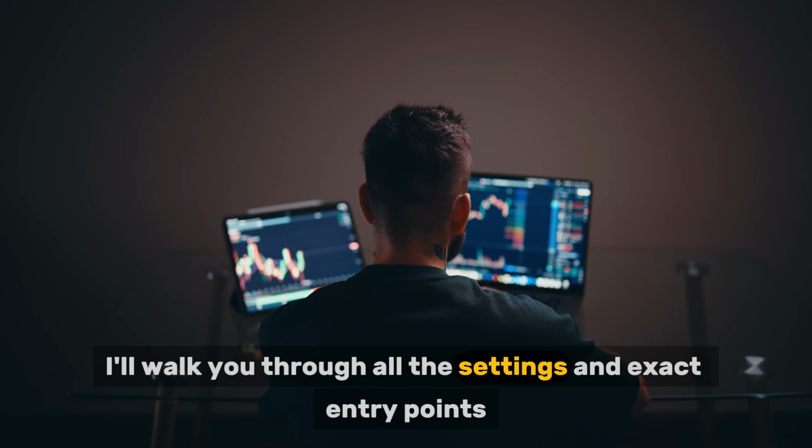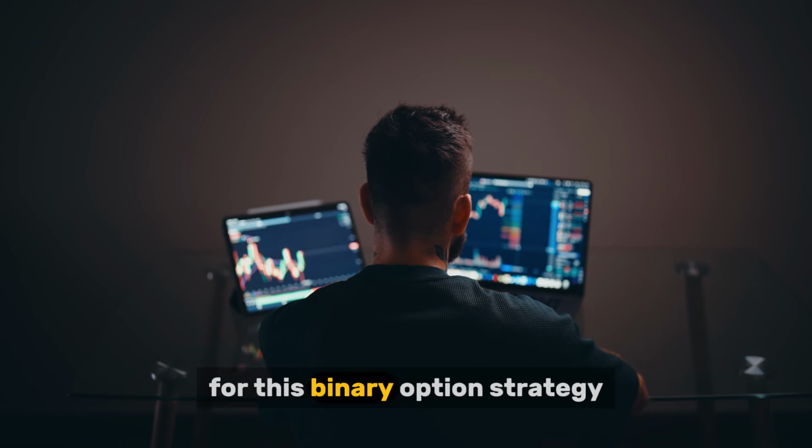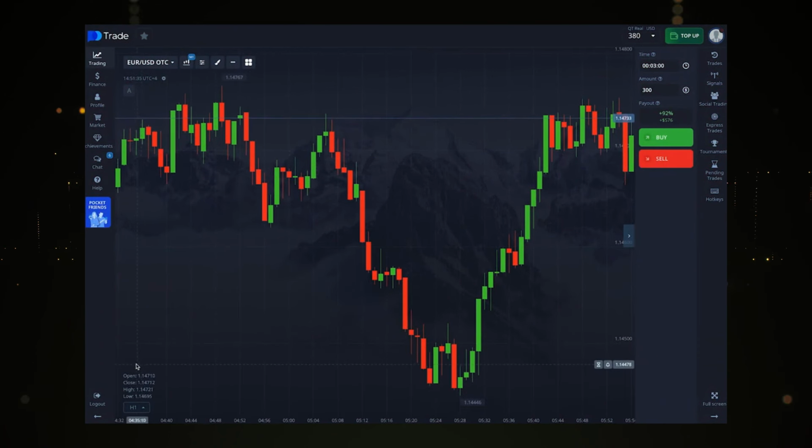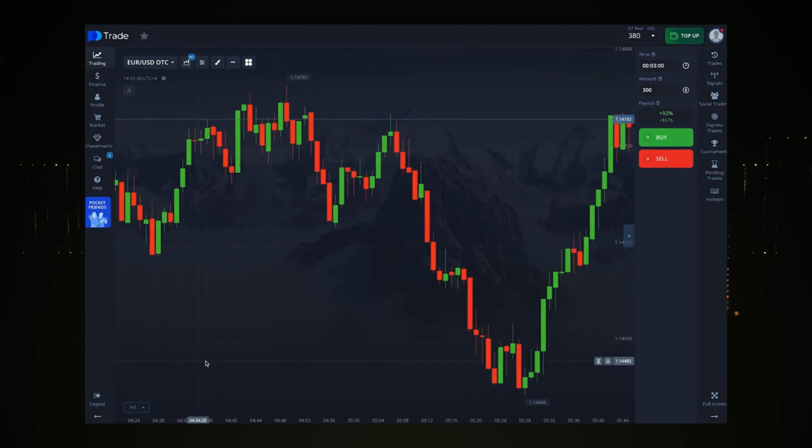I'll walk you through all the settings and exact entry points for this binary option strategy. First, let's set up the tools to work with. I trade on the broker Pocket Option.